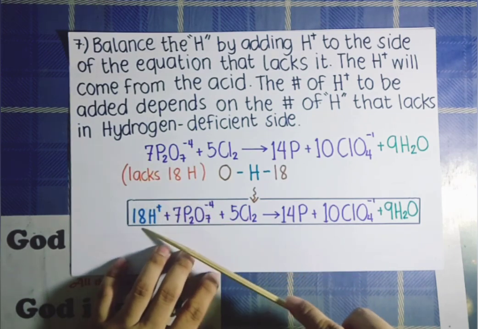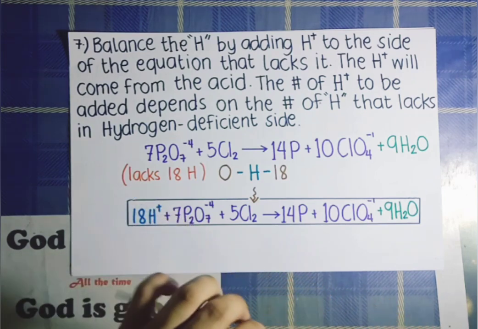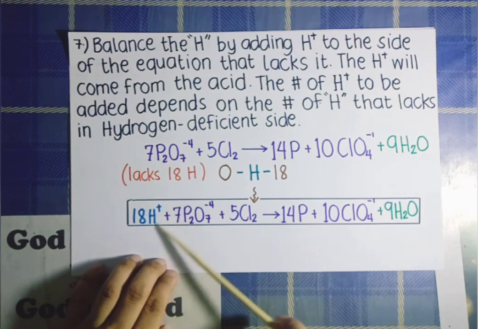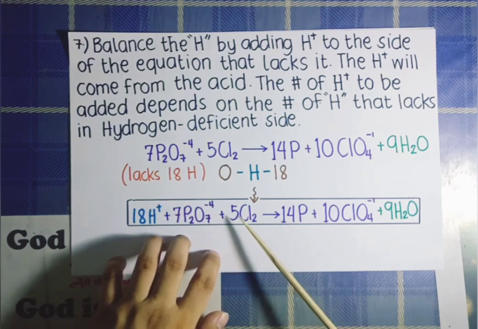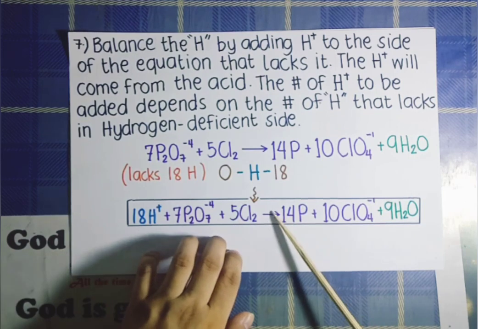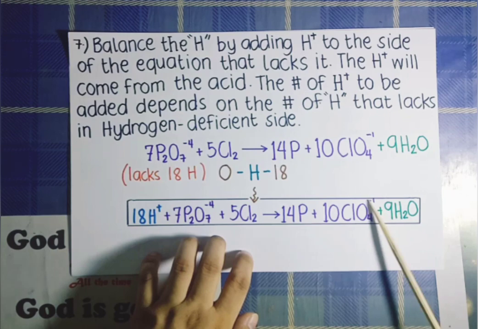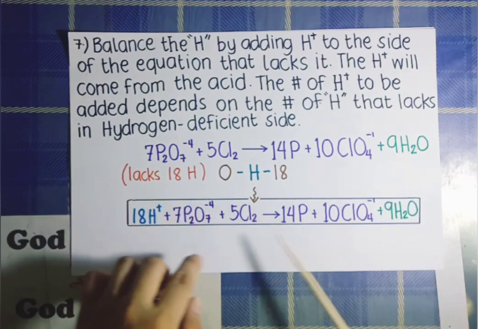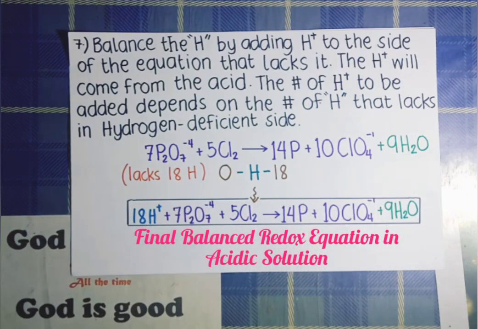Now, where will these 18 hydrogen ions come from? This will actually come from the acid that we actually use in our redox reaction. And we will have here 18 hydrogen ions plus 7 pyrophosphate ions plus 5 chlorine gas will yield to 14 phosphorus plus 10 perchlorate ions plus 9 water molecules. This is now our final balanced redox equation in acidic solution.